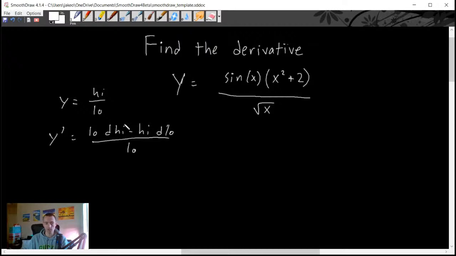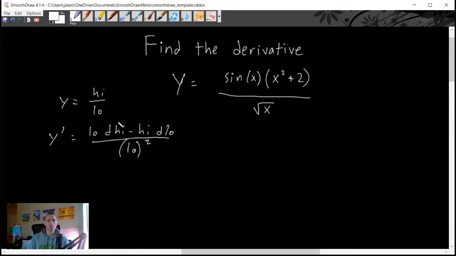This version of the formula is actually one of the formulas on my study guide. I think this is much easier to remember how to apply when you're doing these on a test or on your homework, really just doing them on your own. It has a little bit of a jingly ring to it. Low d high minus high d low all over low squared. Sorry, that should be squared.